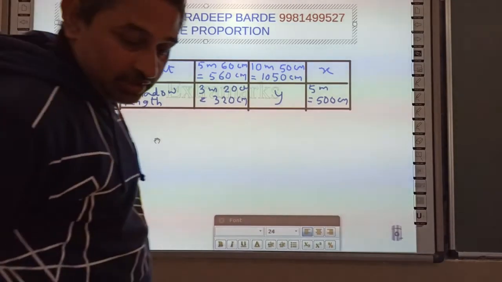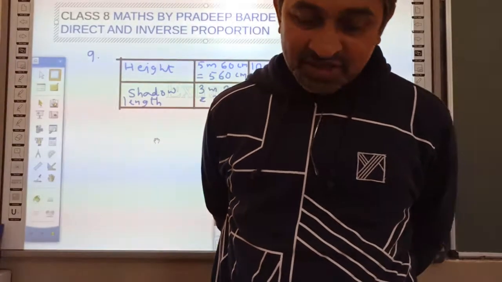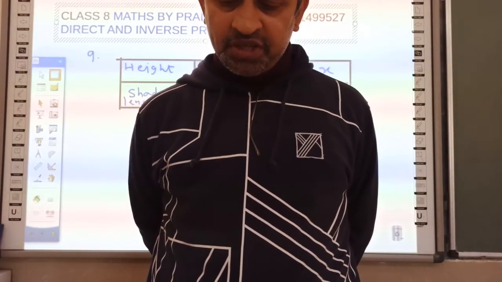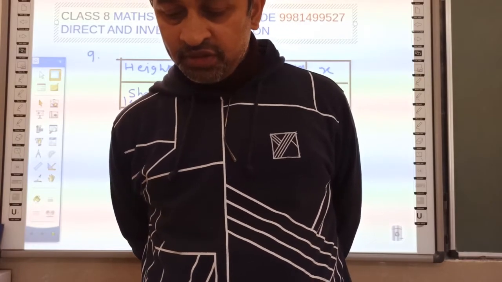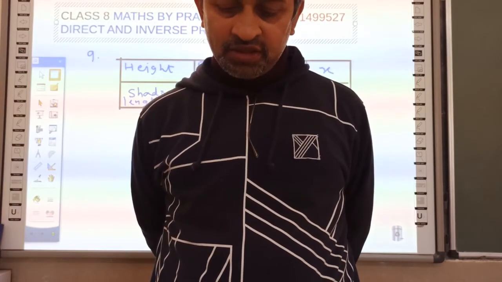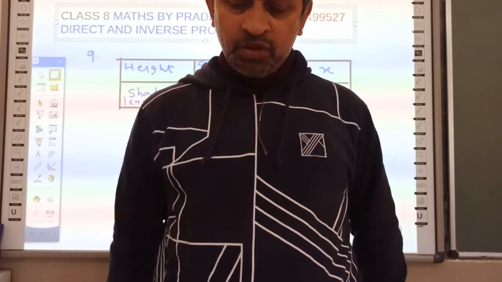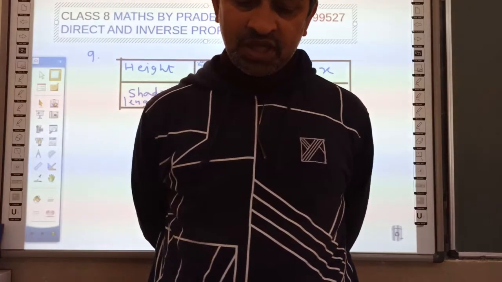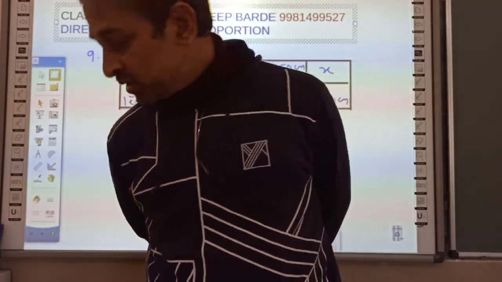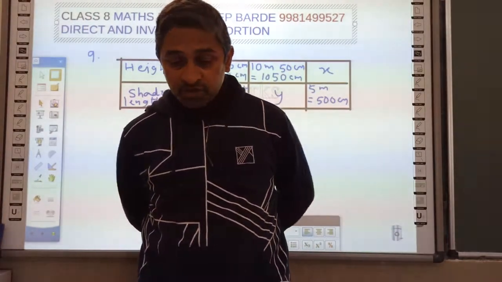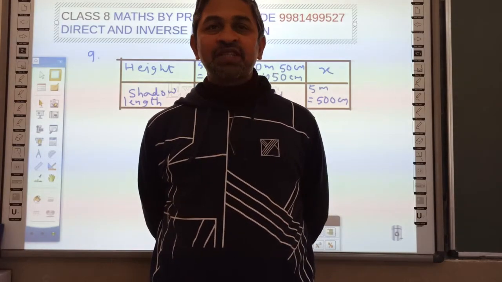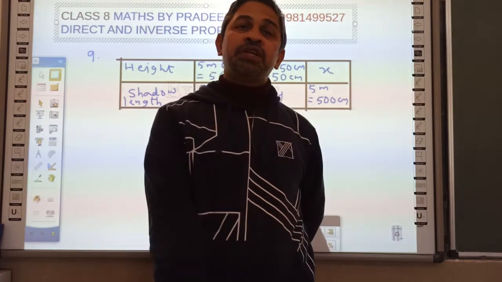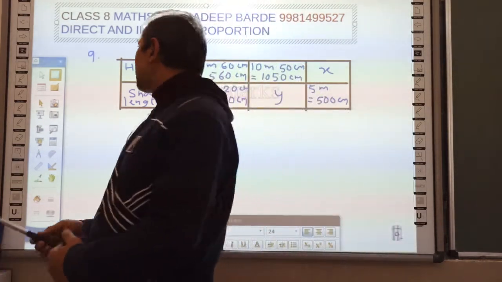Okay, next question then. A 5 meter 60 centimeter high vertical pole casts a shadow 3 meter 20 centimeter long. Find at the same time the length of the shadow cast by another pole which is 10 meter 50 centimeter, and the height of pole which casts a shadow 5 meters long. So this question has 2 parts. अब बच्चों ये जो मीटर सेंटीमीटर मिक्स दिया हुआ है, it would be easier if we convert it all into centimeters. तो वही हमने किया, यहाँ पर टेबल बनाया.